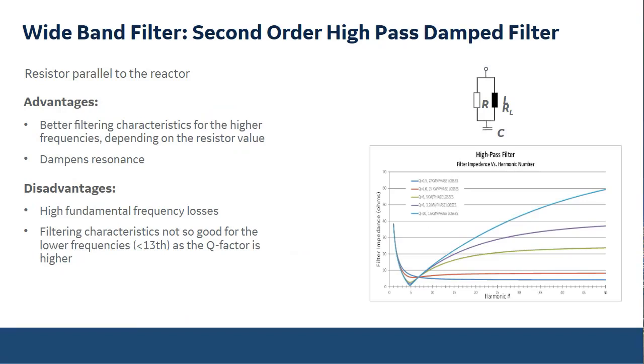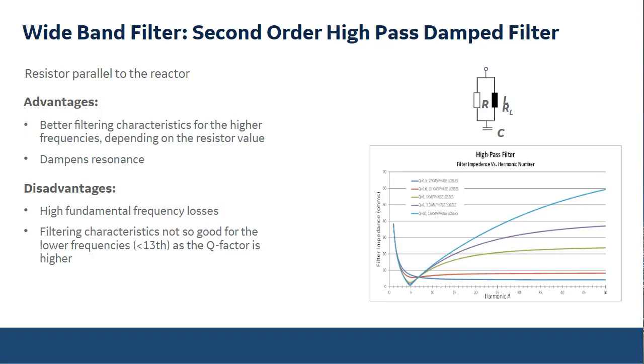Then with wideband filters, we have two options. This is now the first one, which is the second order high-pass damped filter. So now we have a capacitor and a reactor, and we have a resistor connected in parallel with the reactor. By changing the resistor value, we can affect the impedance curve of the filter a lot. It means that we can filter a wide band of harmonics with a single filter.